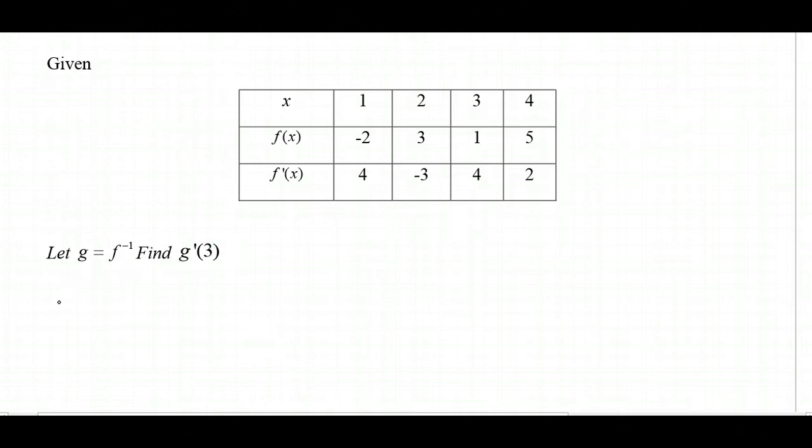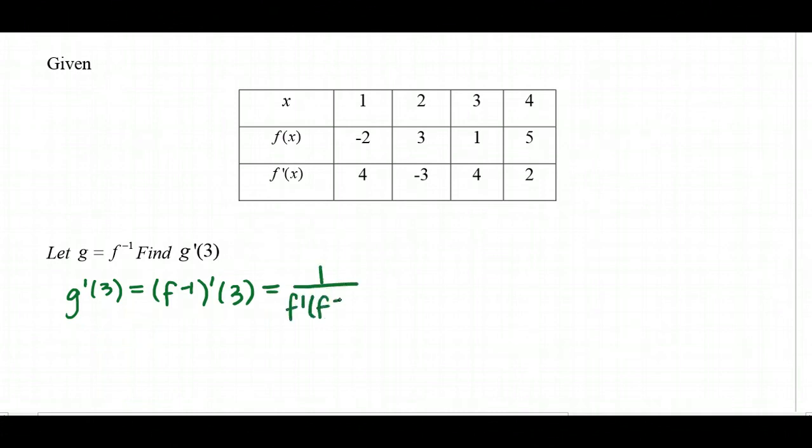So again, the best thing to do is write out a string of equalities. So I'm looking for g prime of 3. Well, g equals f inverse, so I'm going to replace g right now with f inverse prime of 3. Well, now f inverse prime of 3 has a formula that's 1 over f prime of f inverse of 3. So now what I'm searching for is what's inside the parentheses. I want f inverse of 3.